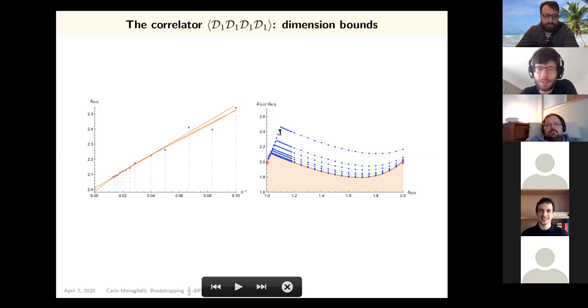And the second one is just the gap between the smallest dimension operator in the OPE and the next one. These dots here are bigger and bigger values of lambda. The allowed region is the pinkish one, I don't know which color that is. That's the allowed region below. And you see that the allowed region says the gap is essentially around 2, cannot be much bigger, and it varies in this way.